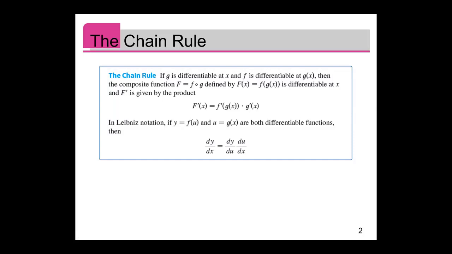Okay, so the chain rule. We are going to have composition of functions to worry about when we talk about the chain rule. So let me just read this to you and then I'll explain it. If g is differentiable at some x and f is differentiable at g of x, so that's the composition, then we can say f composed with g, defined by f of g of x, is differentiable at x, and f prime is given by this.